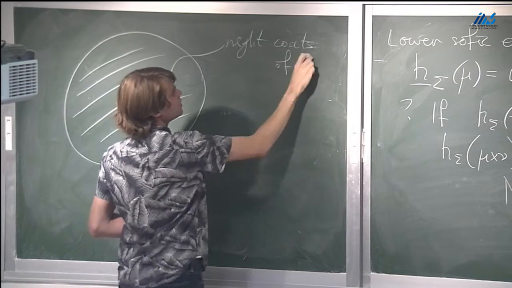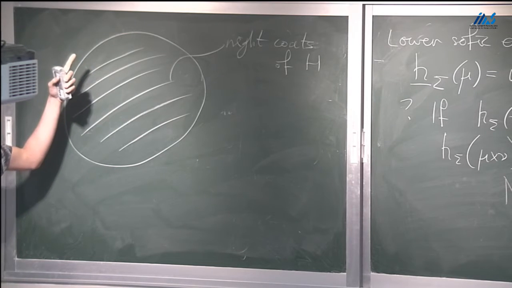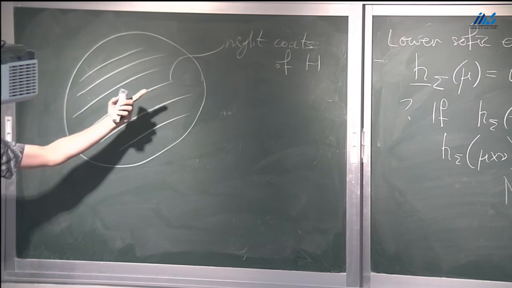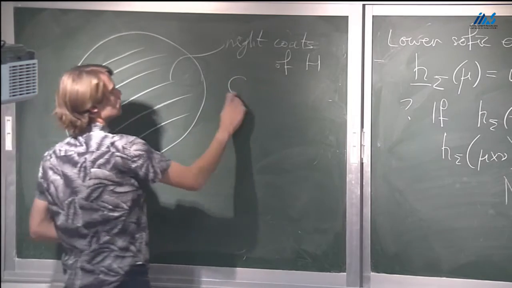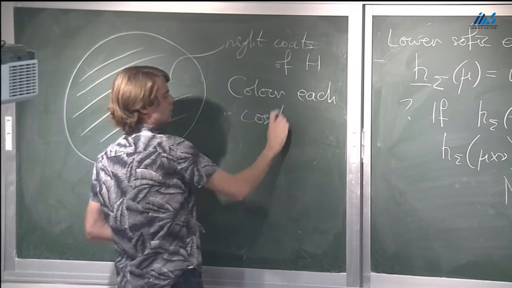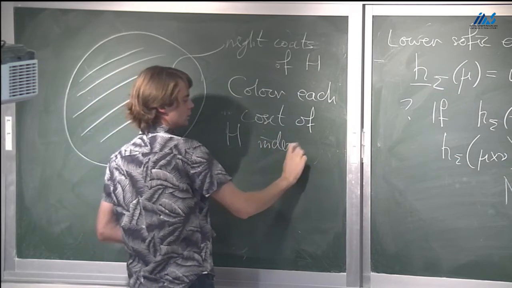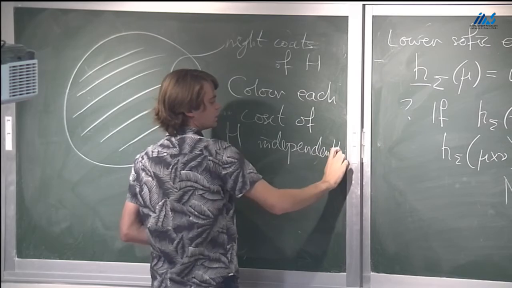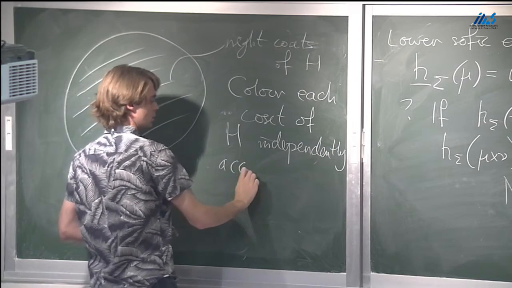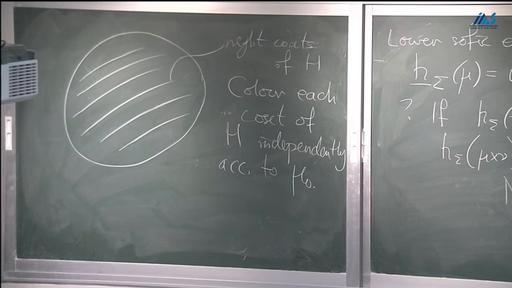Cosets of H. And now it just picks independently a color for each coset, but then colors the whole coset in that color. So color each coset of H independently according to mu naught. And that is now a shift invariant random coloring of G. Okay, so that's the action.